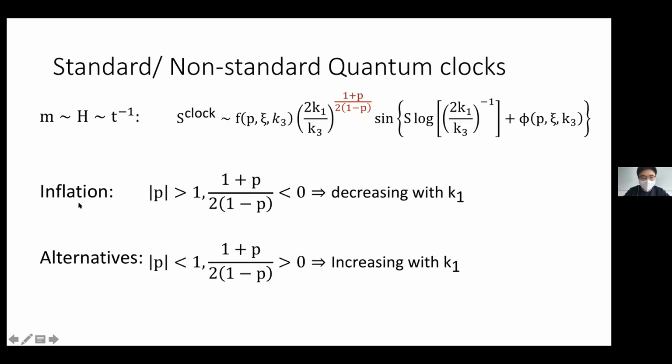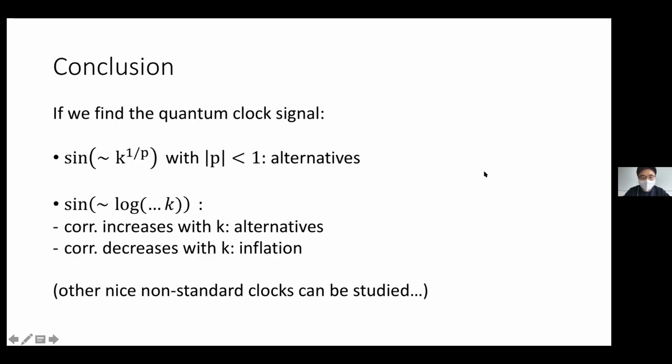We can see that for inflation, the prefactor is less than 0. So the signal will decrease with k1. But for alternatives, p is less than 1. So the prefactor is larger than 0. So it increases with k1. That is the difference.